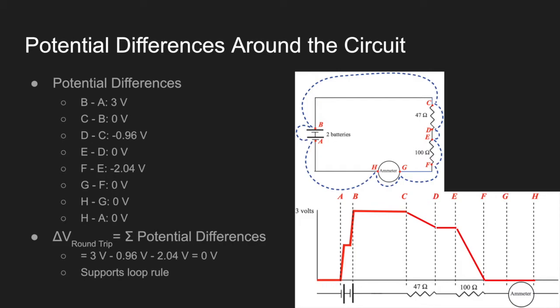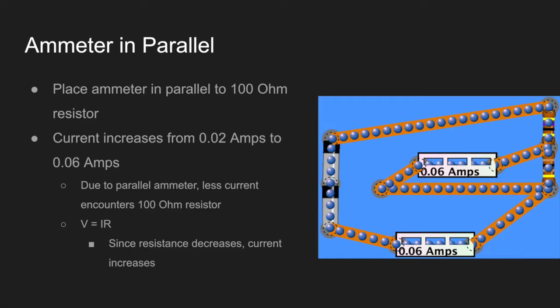points meet at 0. Now, let's place an ammeter in parallel to the 100 ohm resistor. When doing this, the current actually increases from 0.02 amps to 0.06 amps. This is because due to the parallel ammeter, less current encounters the 100 ohm resistor. Given Ohm's law, V equals IR, since resistance decreases, current increases. Considering the node rule, this means that current increases everywhere throughout the circuit, as seen in both ammeters.